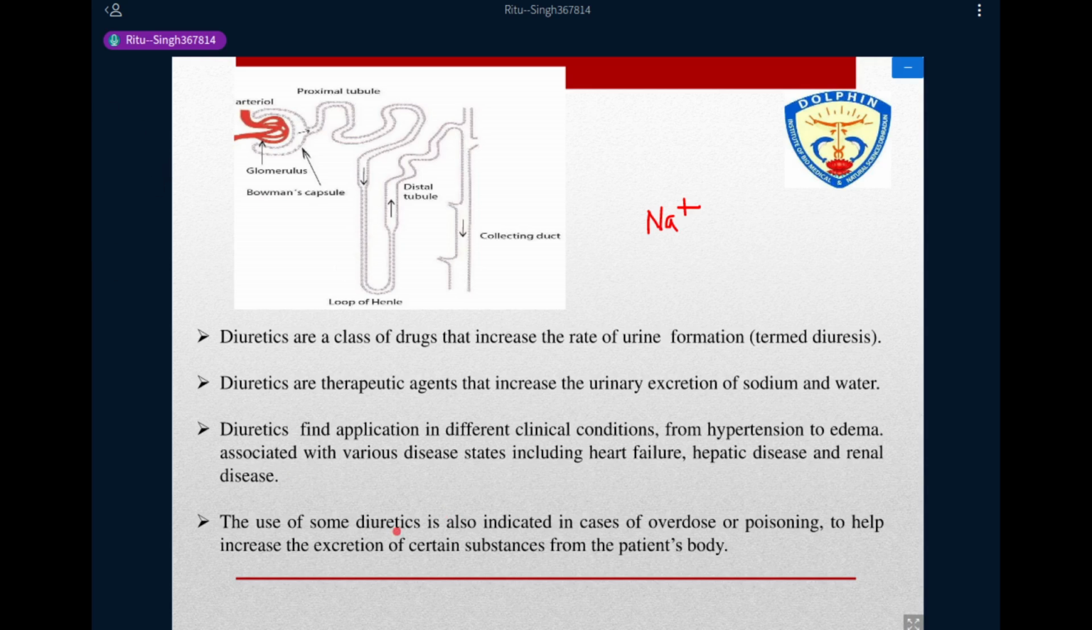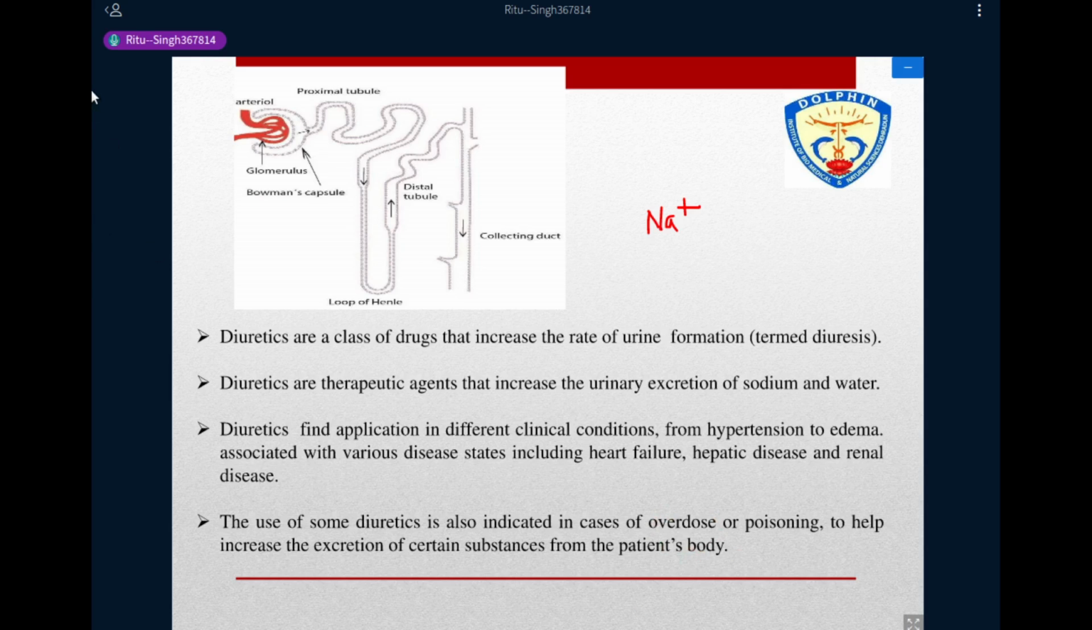But diuretic drugs are also used in cases of overdose or poisoning, for excretion of certain substances, certain poisons from the patient's body. So diuretics also have some uses in cases of overdose. Okay, it is clear to everyone.